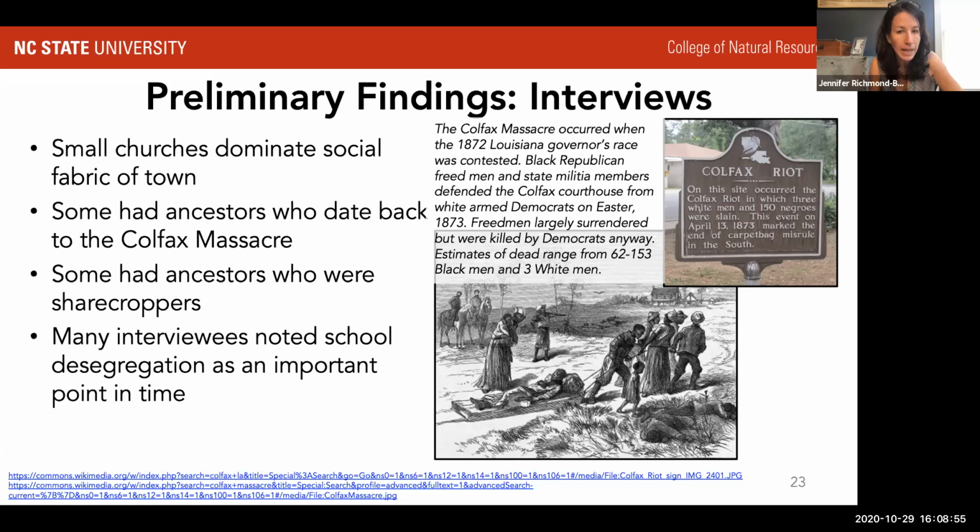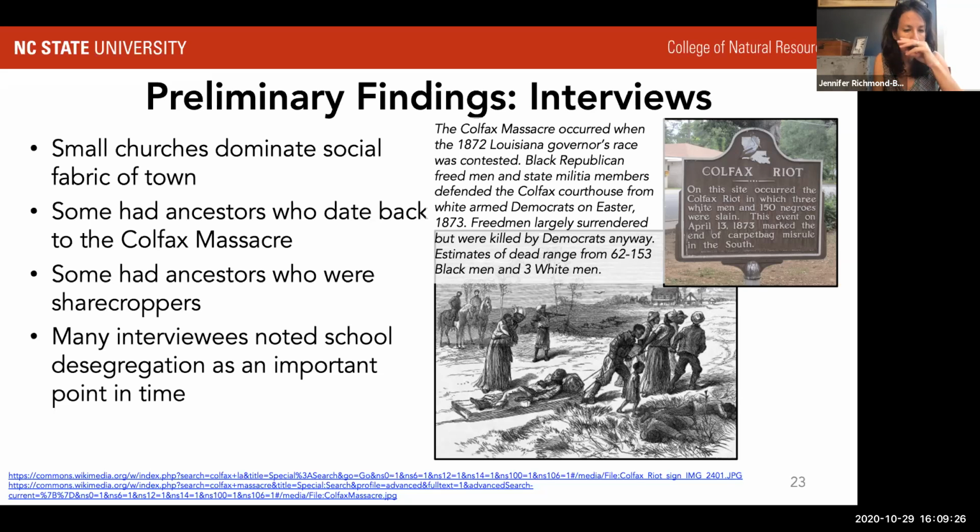So many Black Republican freedmen had gathered in the courthouse and were basically trying to protect the vote because there was a vote to put into place some of the Republicans from that part of the state that were not well represented before that time.